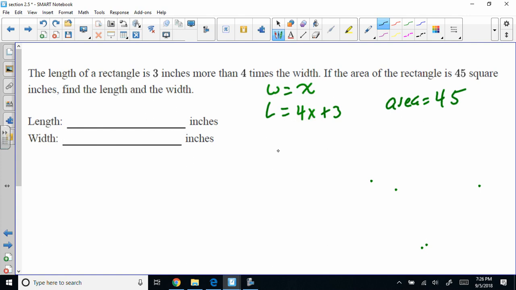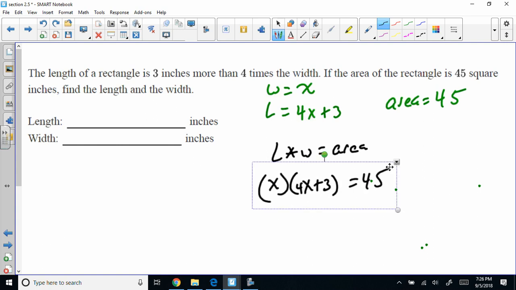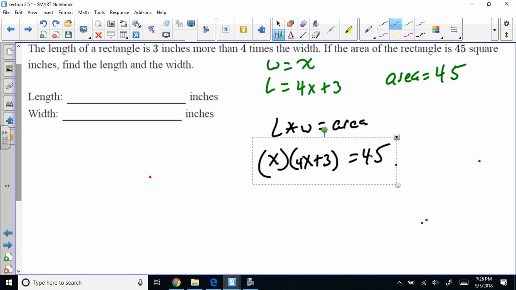So that's basically length times width equals area, right? So x times 4x plus 3 equals 45. All you're doing is solving a quadratic again. So that's 4x squared plus 3x equals 45, and then I'm just going to move 45 to the other side.